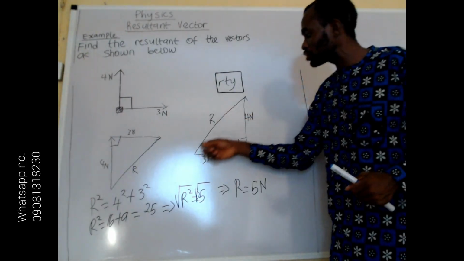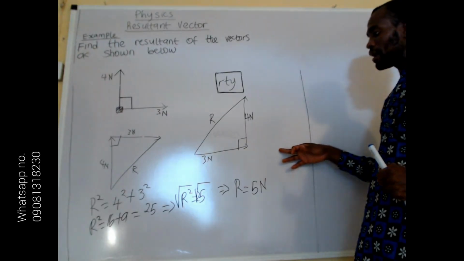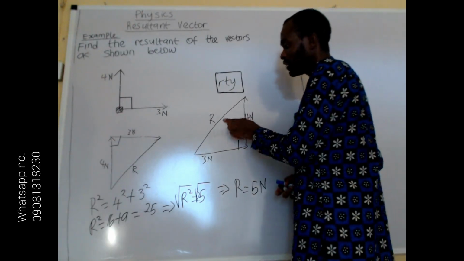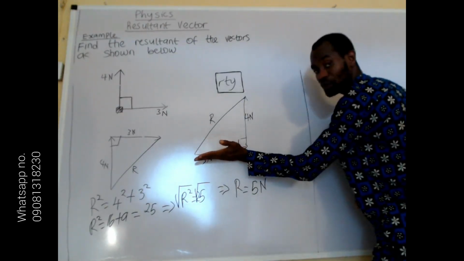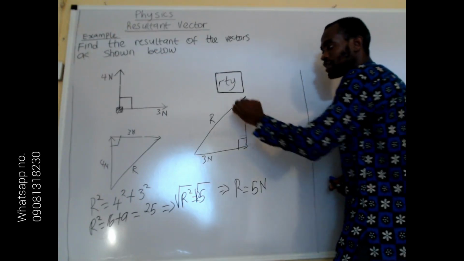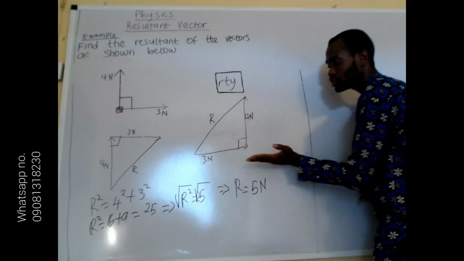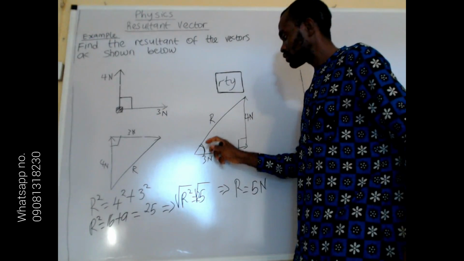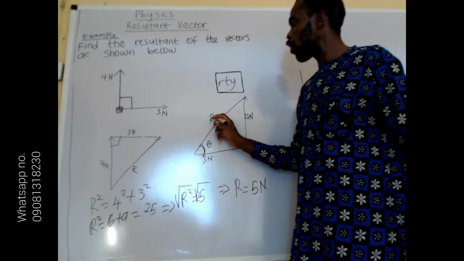Look at where the resultant vector touches the horizontal vector, the one lying this way. Now, where they meet, locate that angle. You can call it theta. Now, that theta will be the direction of arrow.